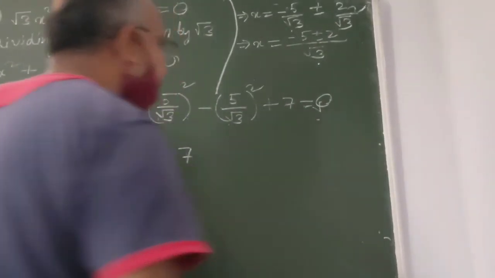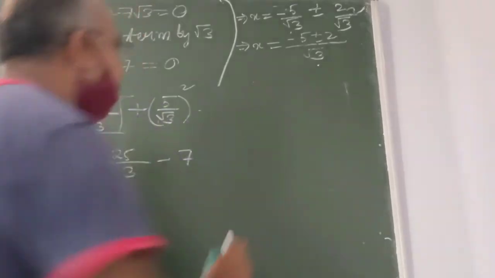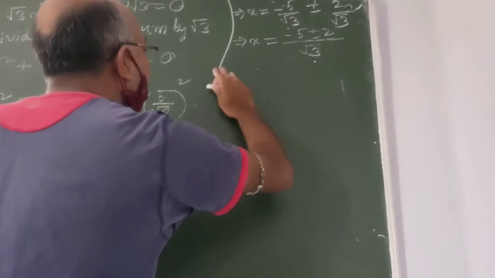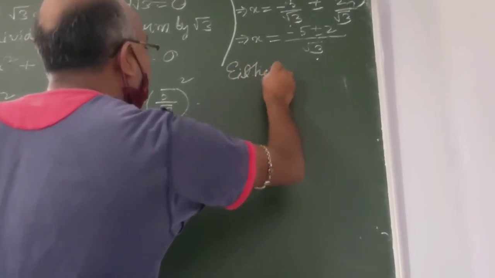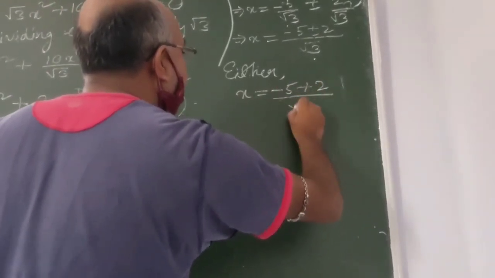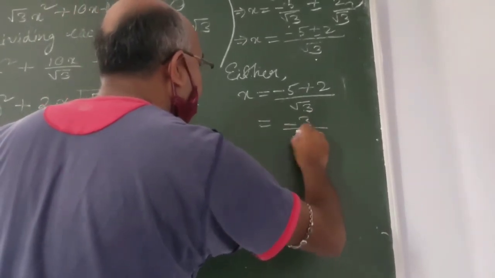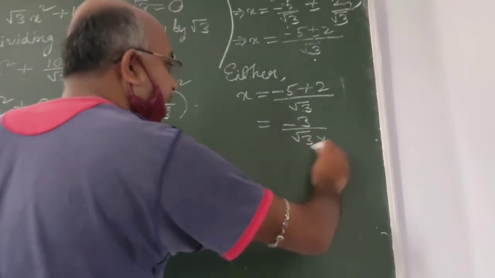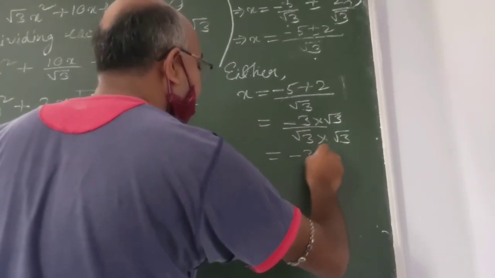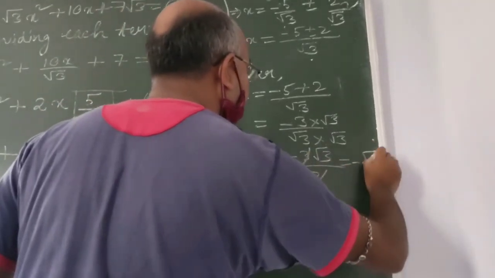So now next part. This part is very large, so let me rub this part and write it here. So what you get out here is x equal to, sorry, there are two values now, either x will be equal to minus 5 plus 2 by root 3. Minus 5 plus 2 means minus 3 by root 3. Now remember your class 9 days, rationalization, root 3 into root 3, here also into root 3, which is equal to minus 3 root 3 by root 3 into root 3 is 3, 3 cancel, and you get minus root 3, one value.